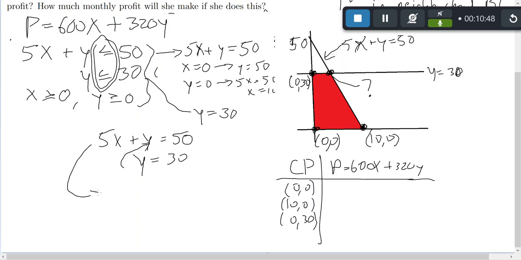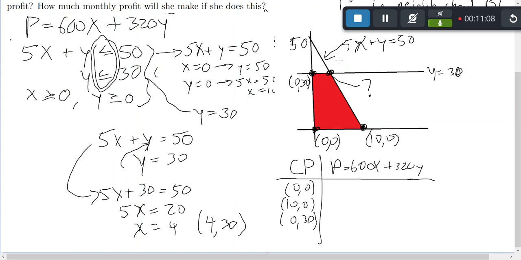So we get 5x plus 30 equals 50. Then 5x is 20 by subtracting 30 from both sides, and then dividing by 5 on both sides, x is 4. So the corner point that we get has x coordinate 4 and y coordinate 30. That's what this point is, 4, 30. So we put that here in our table, 4, 30.